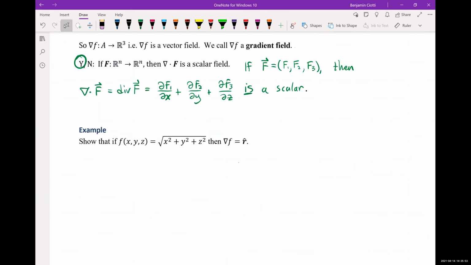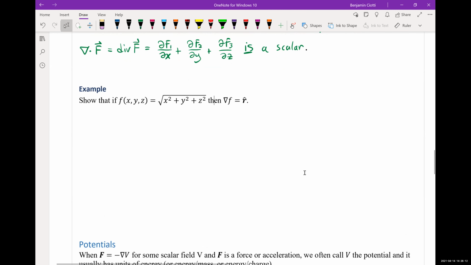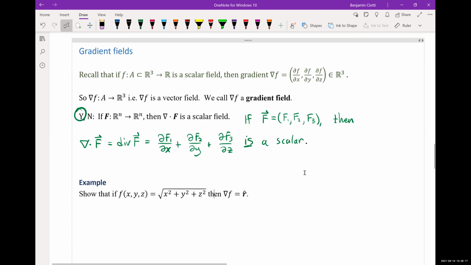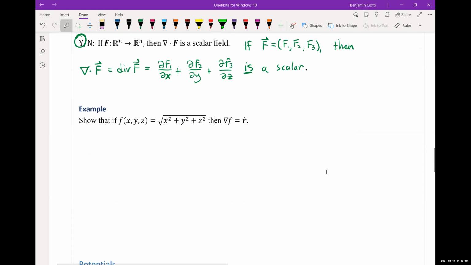Okay, so let's do another example. How about if f of x, y, z is the square root of x squared plus y squared plus z squared? The challenge is to show that the gradient is the same as the unit vector in the direction of the position. So I want to show this equation.